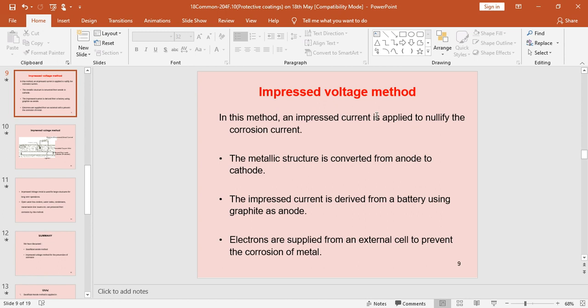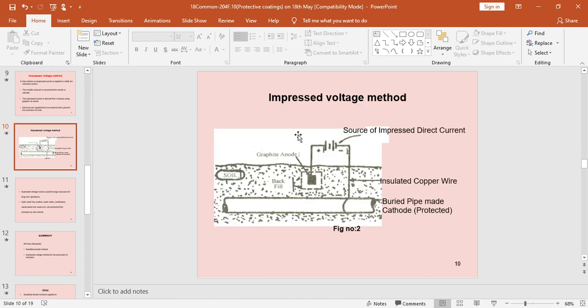Right, see here. I think you have completed. In the impressed voltage method, we are converting that anode into a cathode by using impressed voltage that is reverse to the corrosion current. Already you know corrosion current means moving of electrons from anode to cathode. Now we are supplying electrons from the external cell to prevent the corrosion of the metal. Right, see here, figure of the impressed voltage method.